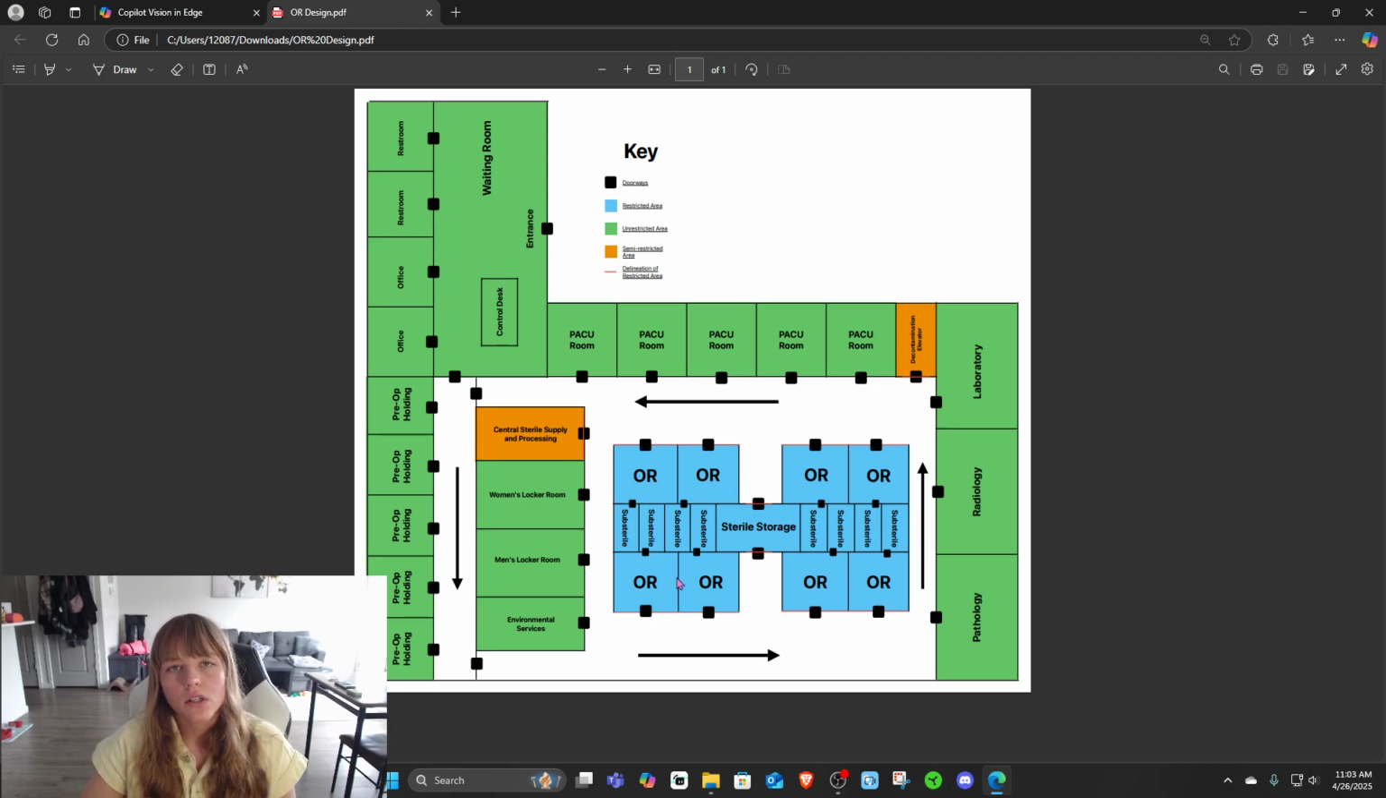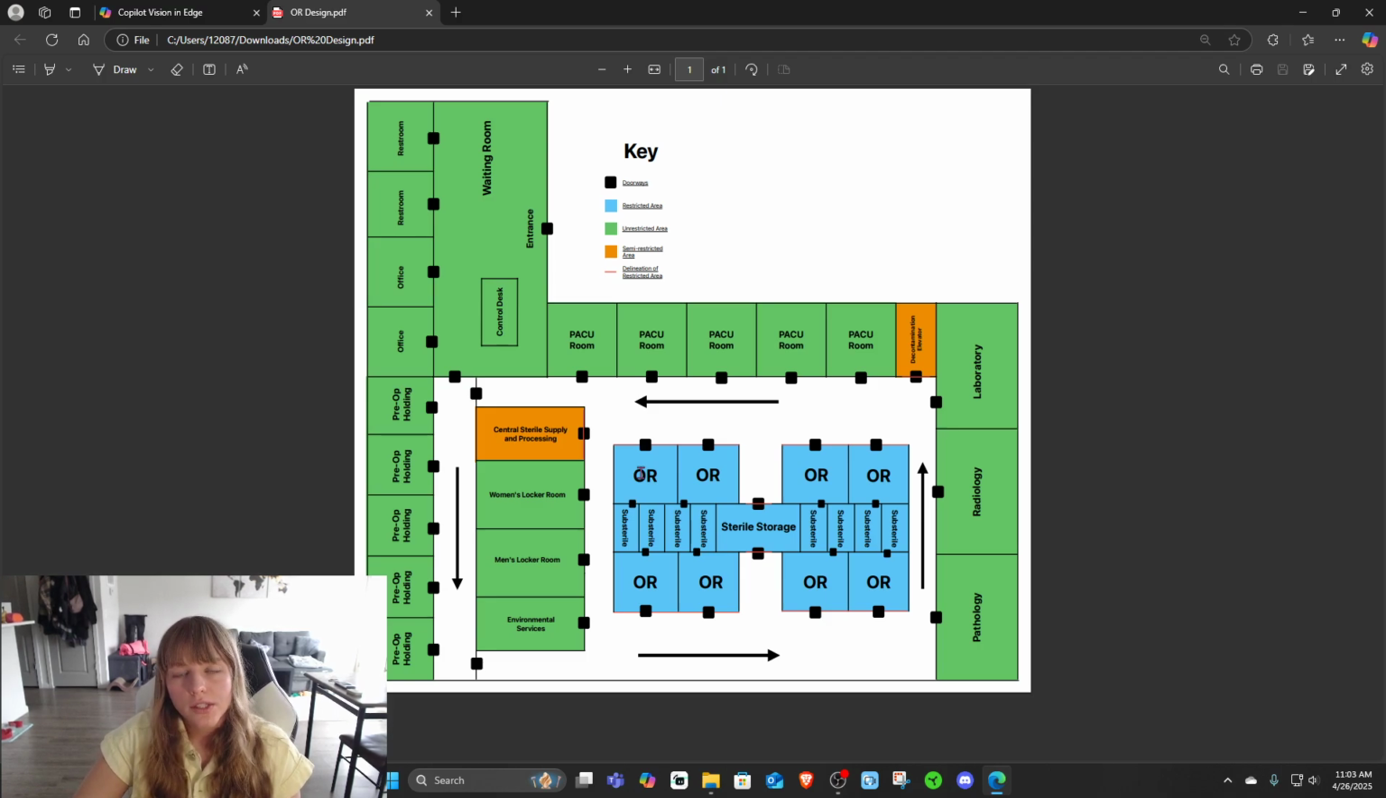Any of these ORs can be used for anything. However, I did specifically make 4, so this one here, this one, and this one, larger ORs to accommodate trauma if they needed to. That way they can have extra equipment or additional instruments within that room ready to go. So we're just going to say you're coming in as a patient and you're getting plopped right in this corner OR right here. So you're going to come around this little block and then you're going to go in.